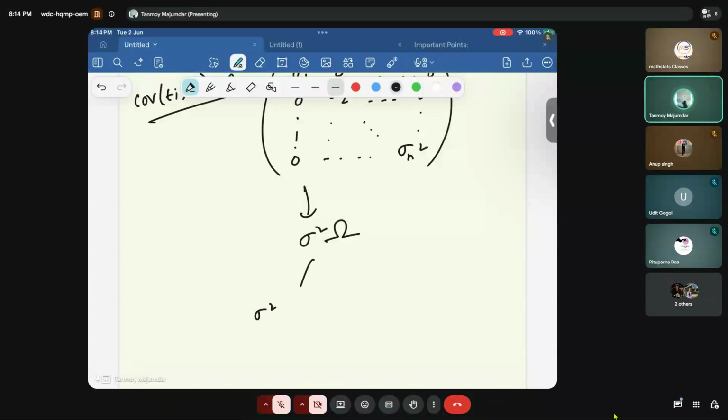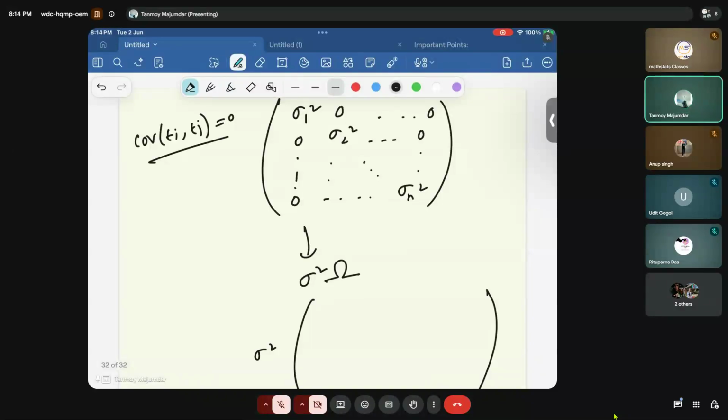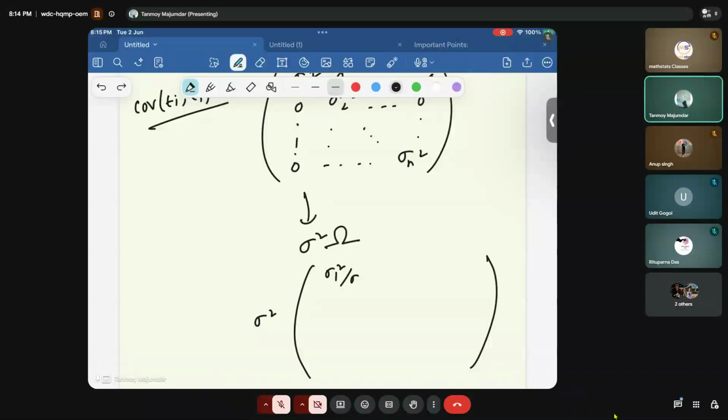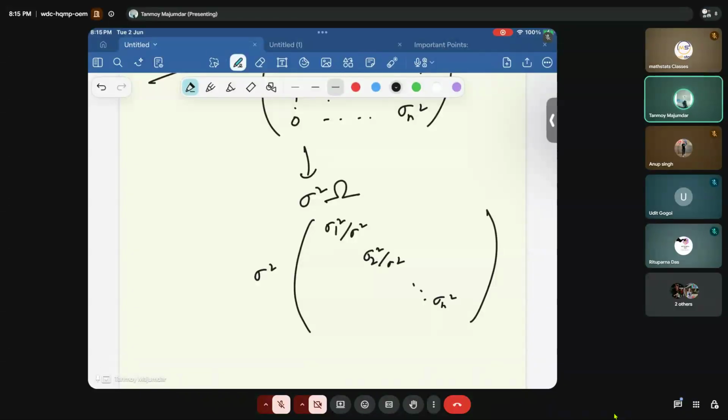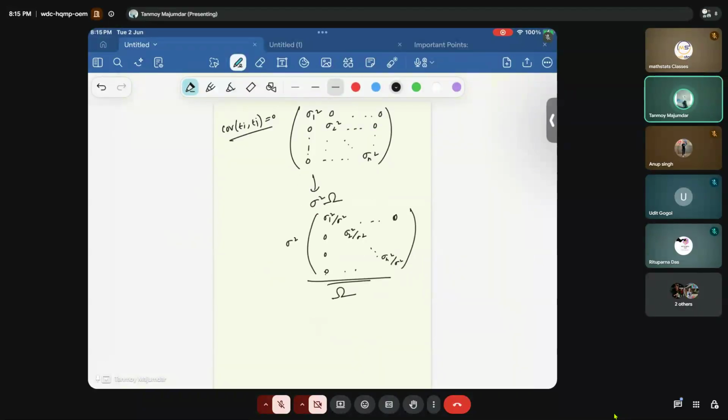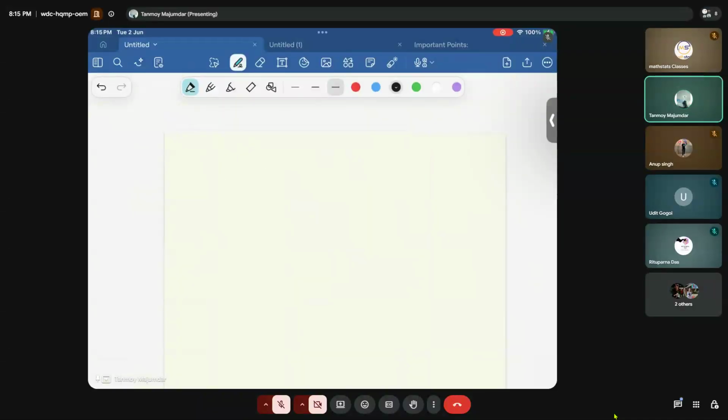If we take sigma square outside, then inside we get sigma 1 square by sigma square, next sigma 2 square by sigma square, and in this way sigma n square by sigma square. All other elements are 0. This matrix we denote as omega. Later we will be using this in weighted linear regression also. Just do remember this setup.